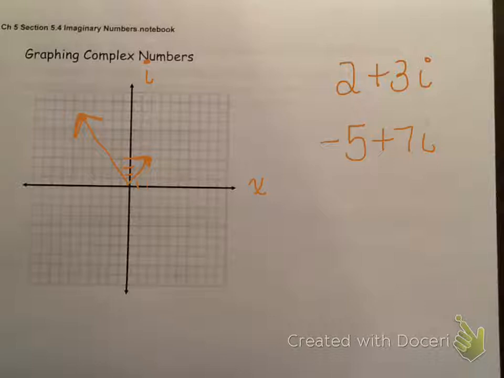How about negative 8 minus 2i? So go over negative 8, down 2, and lastly, let's go 7 minus 3i, and draw your vector. So that's it.